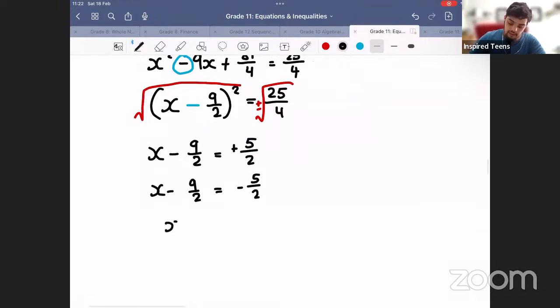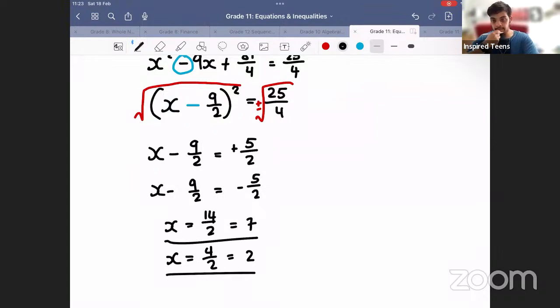When I take it over to the other side, I add it. It's 14 over 2, which is 7. X is, I add it, so it's negative 5 plus 9, it's 4 over 2, which is 2. Okay, I think that's correct.